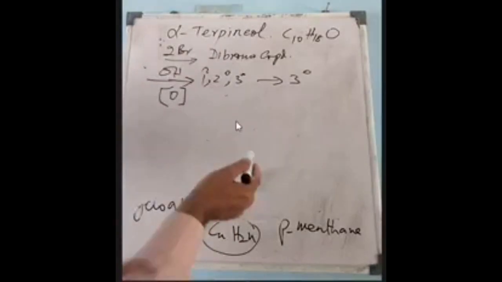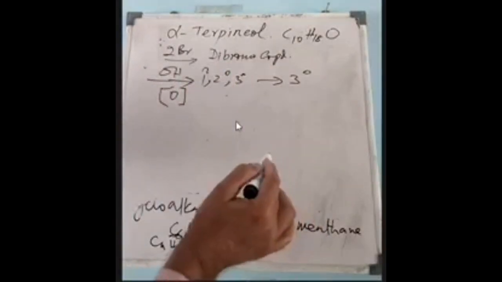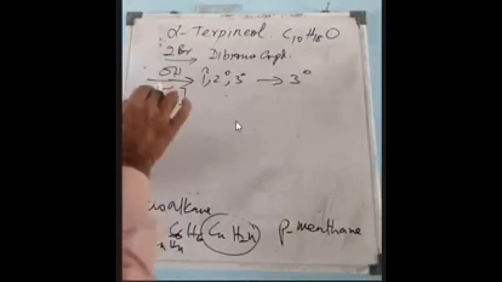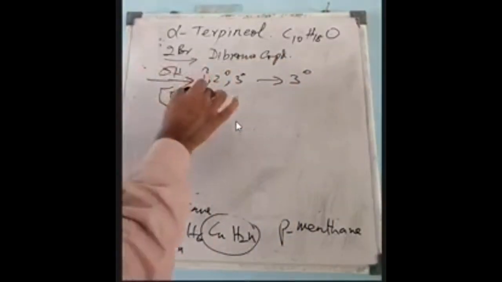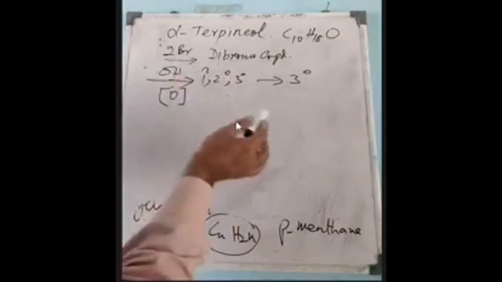So when it was subjected to oxidation, no oxidation took place. It means the nature of the hydroxy group was tertiary.